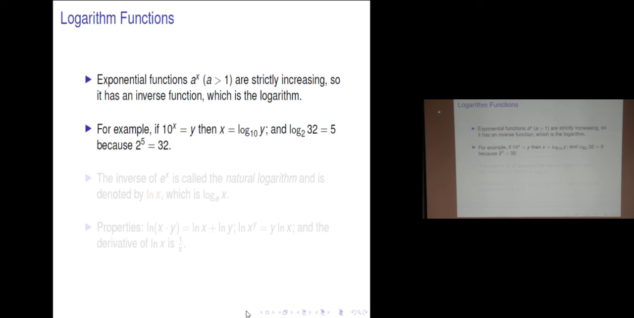Let's look at one more example. Log base 2 of 32 is 5 because 2 to the 5 is 32. So to find the inverse of 32, you get 5. Now the inverse of e to the x, which some people call natural exponentiation, is called the natural log. It is denoted by ln of x, so it is base e.